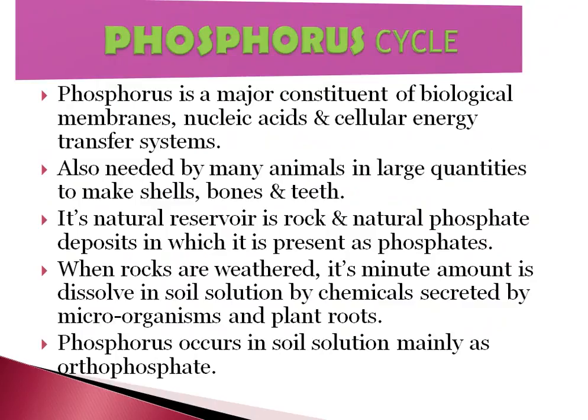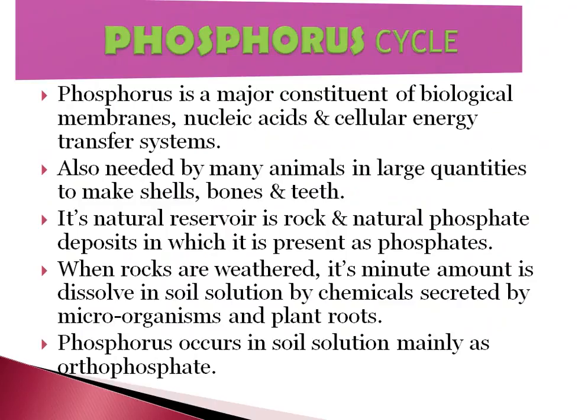Second topic is phosphorus cycle from chapter 14, that is ecosystem. Phosphorus is a major constituent of biological membranes, nucleic acids, cellular energy transfer systems. Phosphorus is also needed by many animals in large quantities to make shells, bones and teeth. Its natural reservoir is in rock and natural phosphate deposits in which it is present as phosphates.